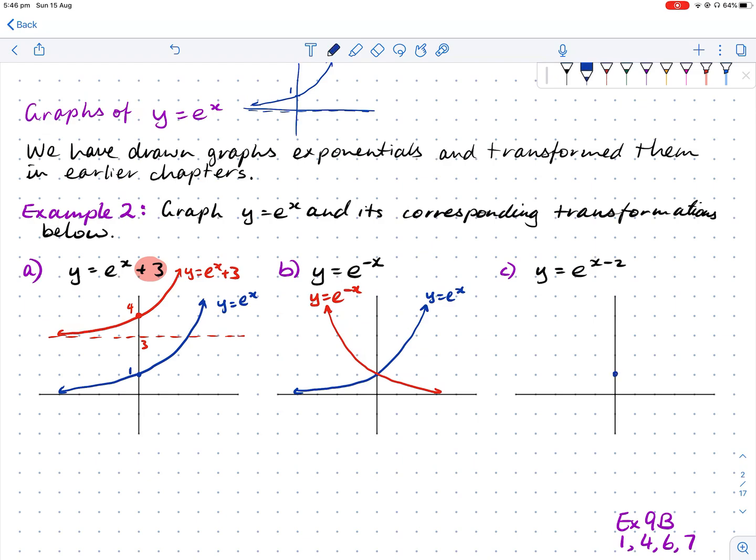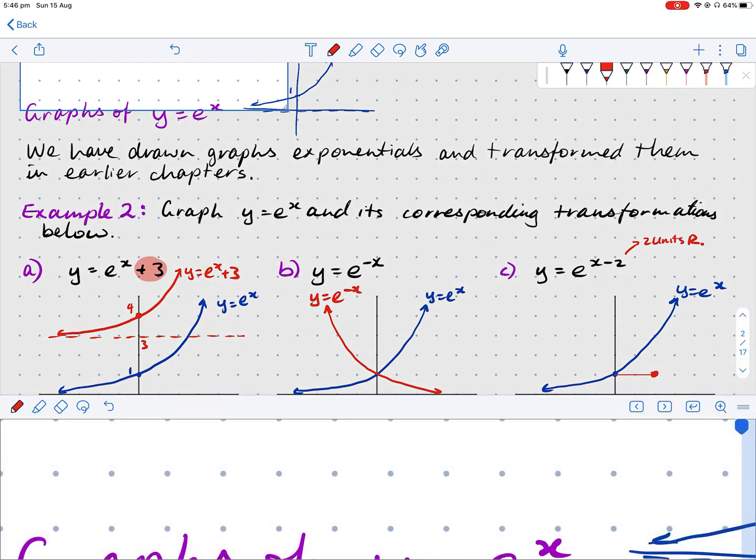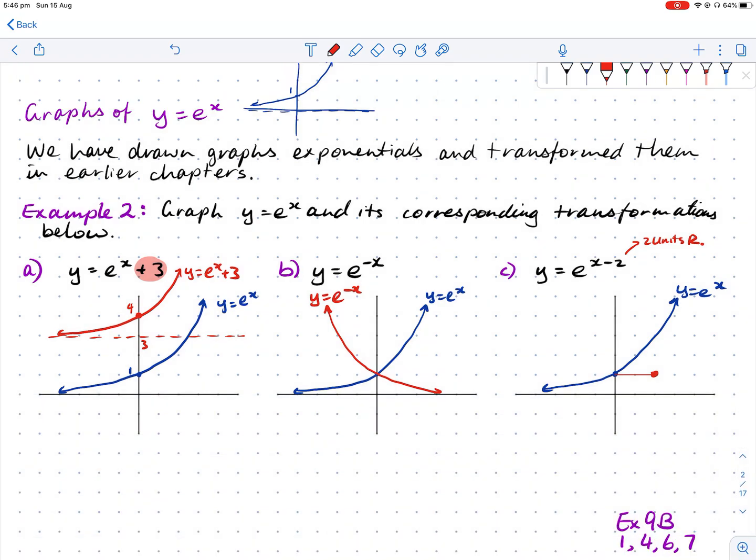With our last one, again, start with e to the x. Now, if I've got the minus 2 inside, that tells me I'm moving it 2 units towards the right. So if I'm moving 2 units to the right, then this point here is going to go 1, 2. It's going to turn into that one there. And then everything is going to move over by 2 units. So this graph is going to do this. That's going to be the value 2, 1.